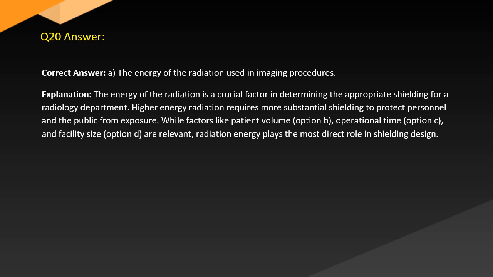Answer. Correct answer. A. The energy of the radiation used in imaging procedures. Explanation. The energy of the radiation is a crucial factor in determining the appropriate shielding for a radiology department. Higher energy radiation requires more substantial shielding to protect personnel and the public from exposure, while factors like patient volume, option B, operational time, option C, and facility size, option D, are relevant. Energy plays the most direct role in shielding design.